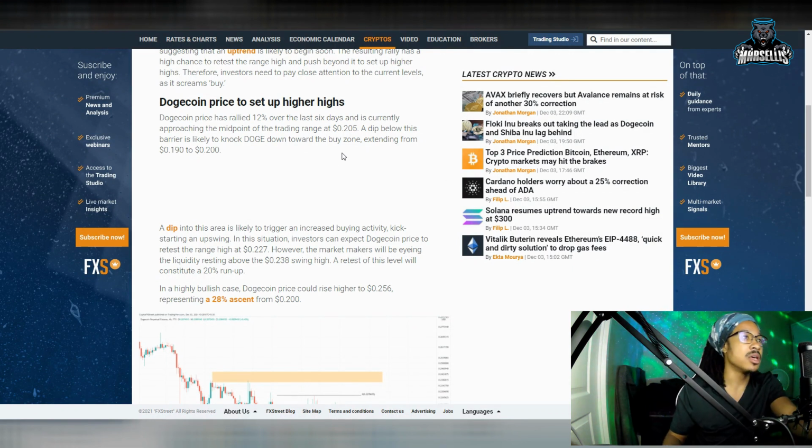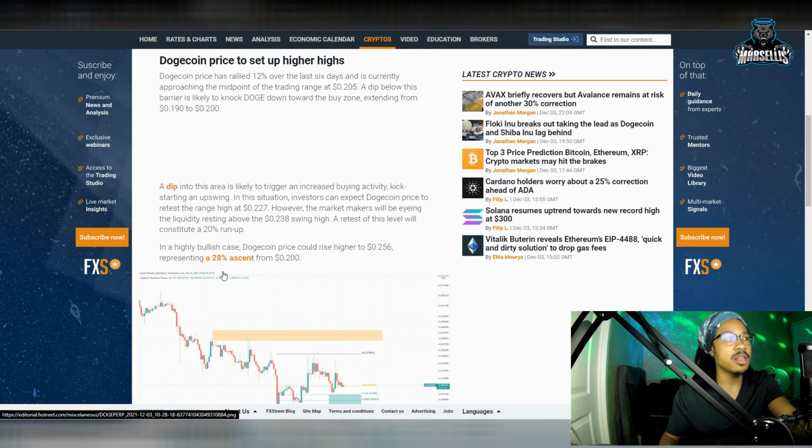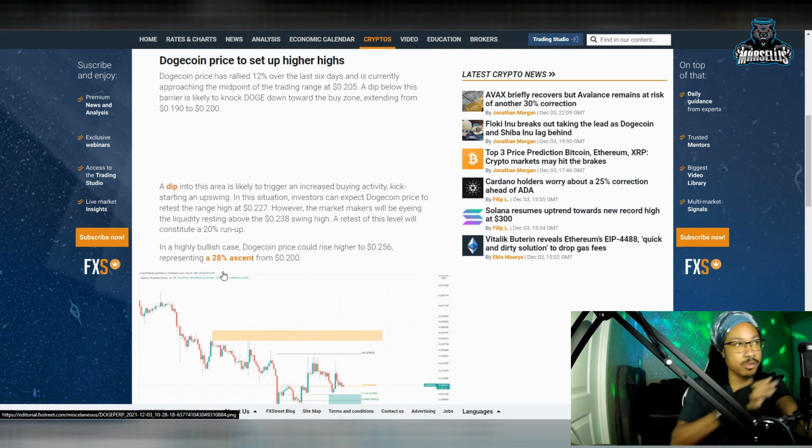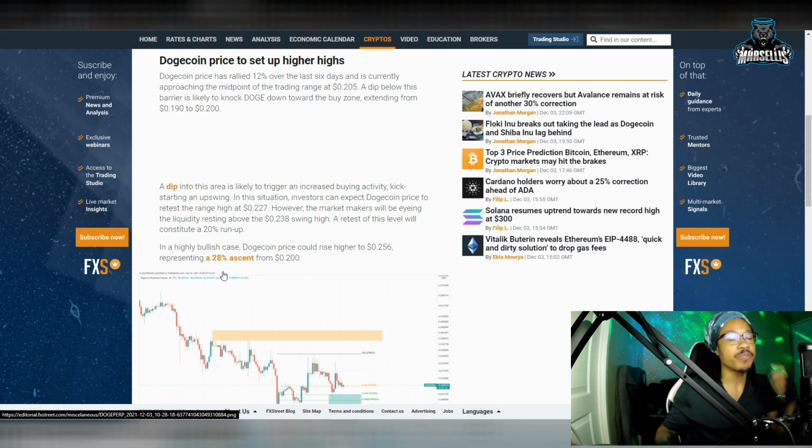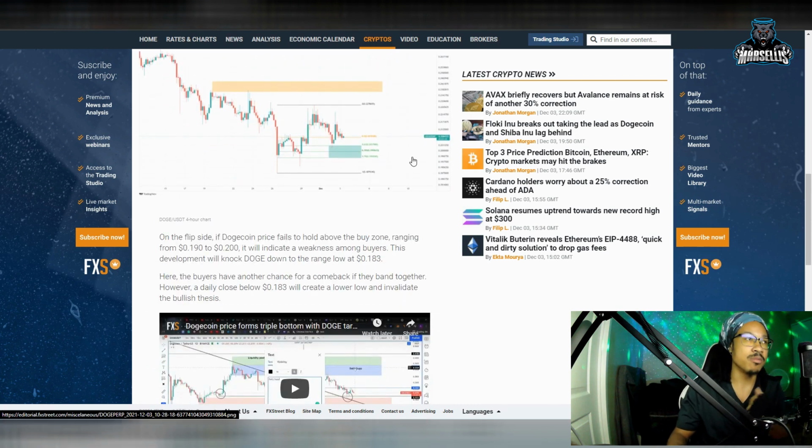But over here, you can see that, however, the market makers will be eyeing the liquidity resting above the 23-cent swing high. So every test of this level will constitute a 20% run up. So Dogecoin price, every test of the range high at 22.7. So in a highly bullish case, very bullish, Dogecoin price could rise higher to 25.6, which is 256.256, representing a 28% ascent from 20 cents. This is a very bullish range.